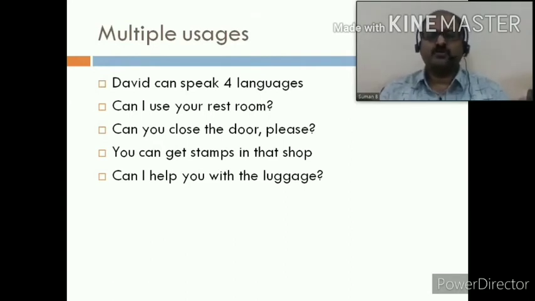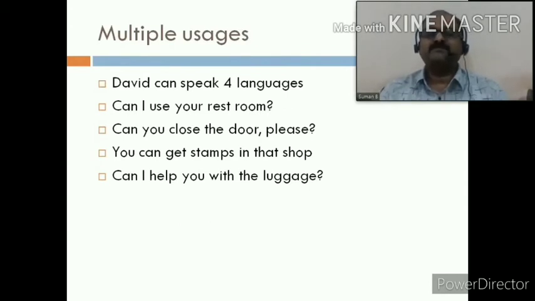Can you close the door, please? What about this expression? This is also a question, but is it permission? No. You are actually asking the person to do something. It is a request. So this is how can is used for making a request.